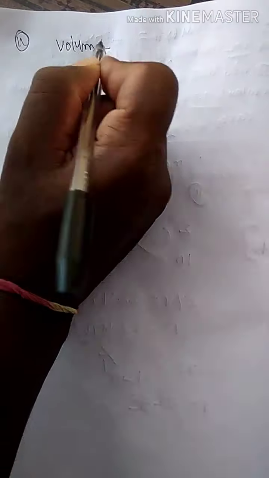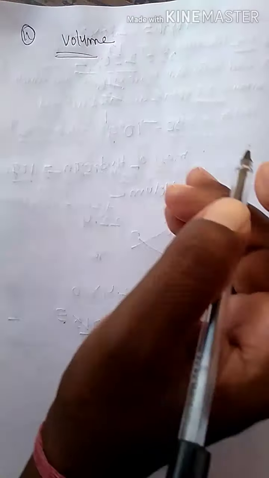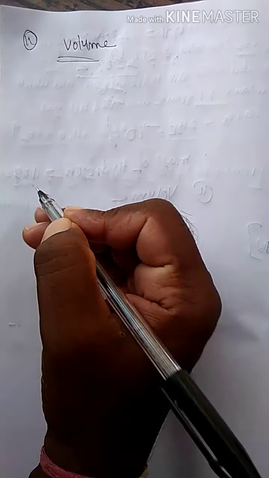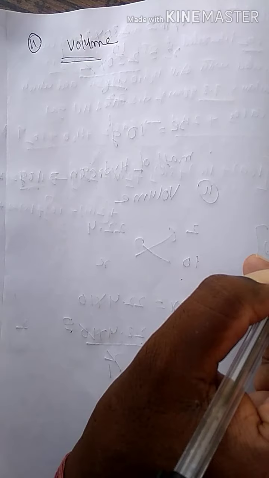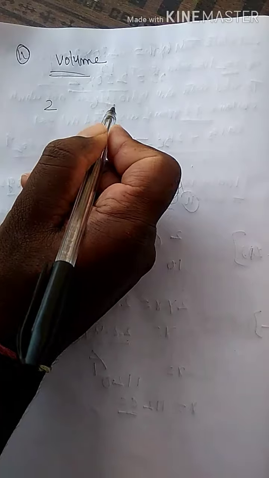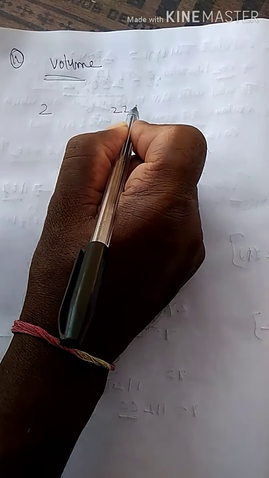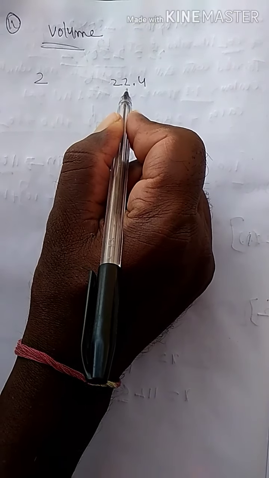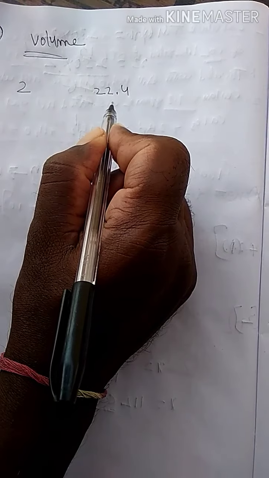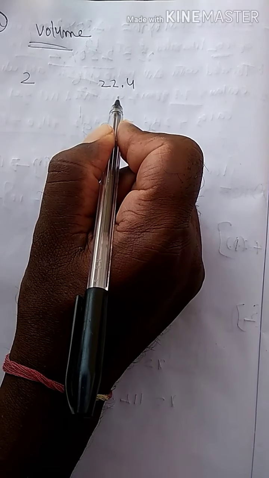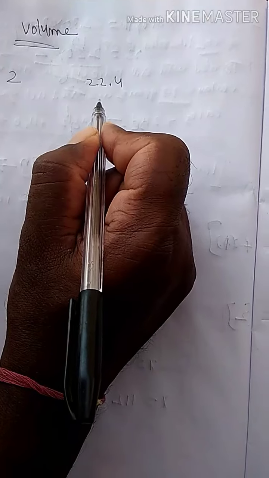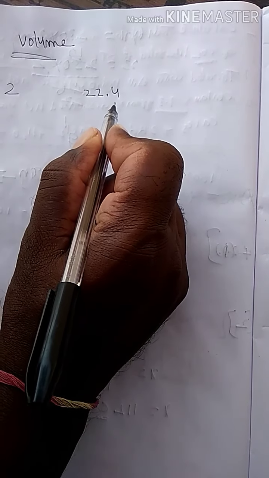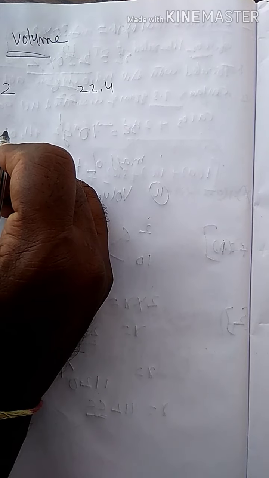The second question is the volume. So we can calculate the volume. From the above equation, hydrogen is how much? 2 grams. So these 2 grams of hydrogen occupy 22.4 liters of volume. That's why you got it. These values are fixed because of STP conditions. That's why in the question you give STP. STP means you can take the volume as 22.4.